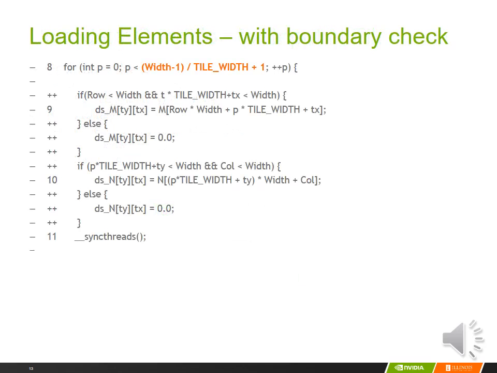So this leads to the modified kernel code that we should have for a tiled matrix multiplication kernel that would correctly test the boundary check for loading tiles. And we see that in line 9 and line 10, we have the proper load condition testing before the load, and then if the condition fails, we will load a 0 element into the shared memory location. This is done properly for both M and N.